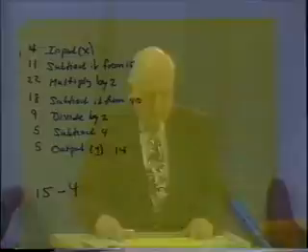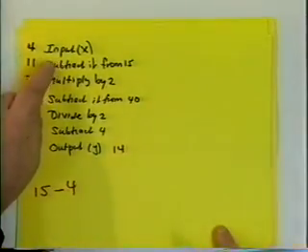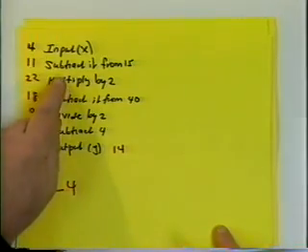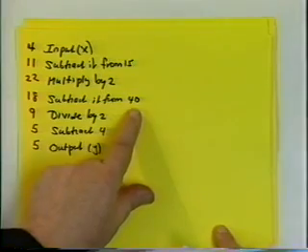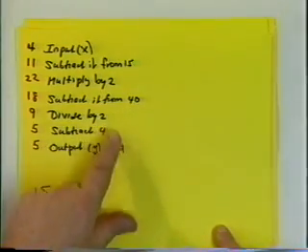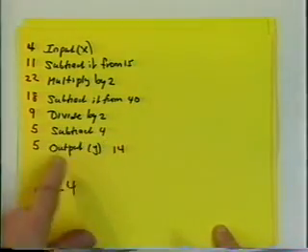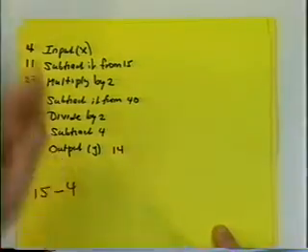I think we have time for one more. Let's take a look at this one. It says, pick a number, input, okay, x, subtract it from 15, multiply by 2, subtract it from 40, divide that answer by 2, subtract 4 from that answer, and then write the answer. Now this thing makes sense.